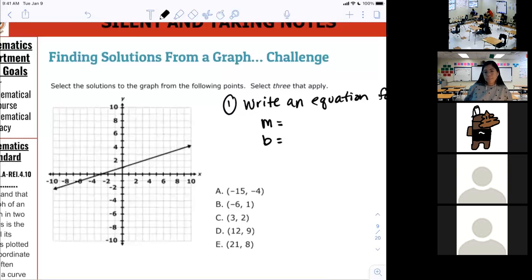I wanted to say that B and C are in the right line. We'll go through that after when we're doing all of them. But for now, let's just focus on this step. So we're writing an equation.